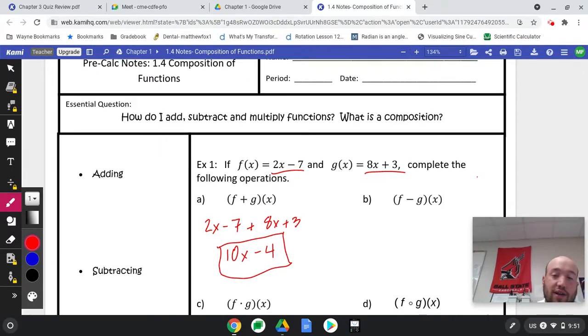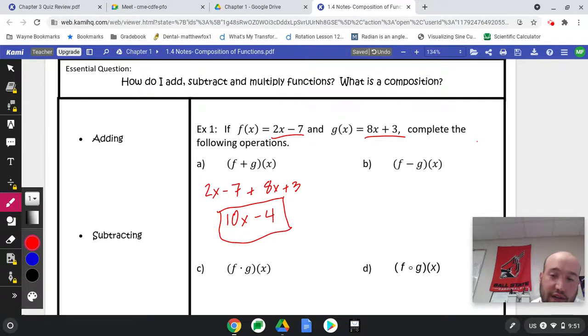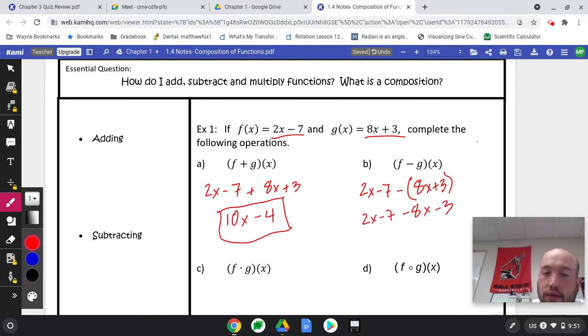Okay, now when we subtract, the thing to remember is we're subtracting every part of g of x. So we start with our 2x minus 7 again. Then it's minus the quantity of 8x plus 3. If we distribute this, the negative is like a negative 1, it would distribute in. So it'll be 2x minus 7 minus 8x minus 3. We'll get minus 6x and minus 10 when we combine them.